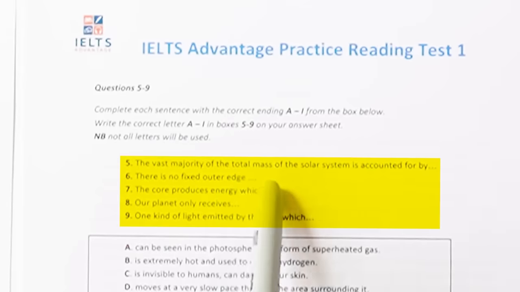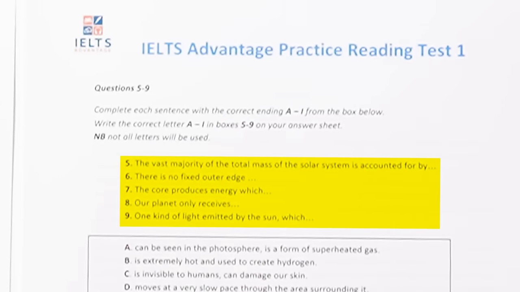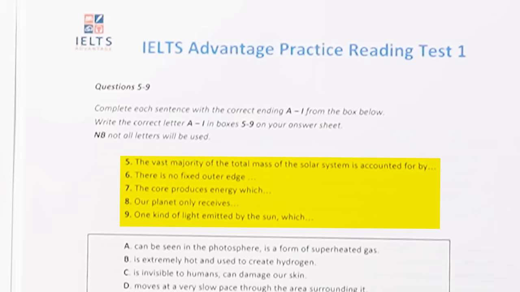The vast majority of the total mass of the solar system is accounted for by, so this is going to be some kind of an object or something with mass. Something with mass is something like this pen has mass. Clouds have mass, planets have mass, stars have mass. So it's probably going to be something like that. It's going to be a noun, something with mass.